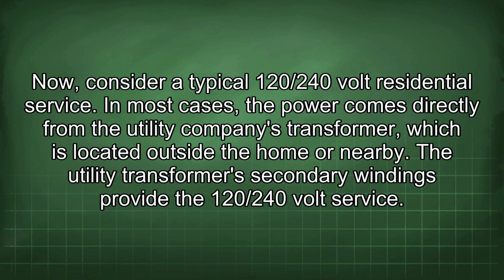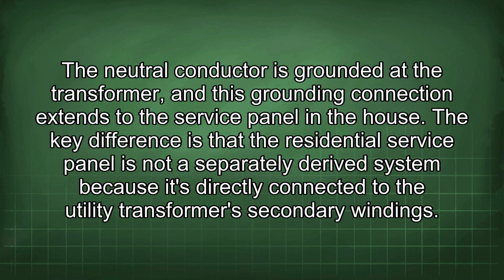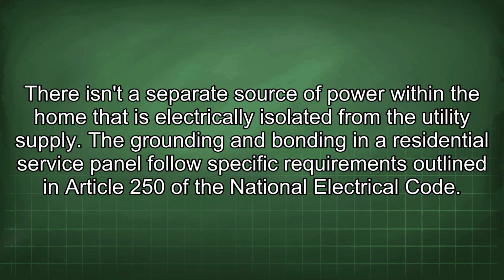Now, consider a typical 120/240 volt residential service. In most cases, the power comes directly from the utility company's transformer, which is located outside the home or nearby. The utility transformer's secondary windings provide the 120/240 volt service. The neutral conductor is grounded at the transformer, and this grounding connection extends to the service panel in the house. The key difference is that the residential service panel is not a separately derived system because it's directly connected to the utility transformer's secondary windings. There isn't a separate source of power within the home that is electrically isolated from the utility supply.